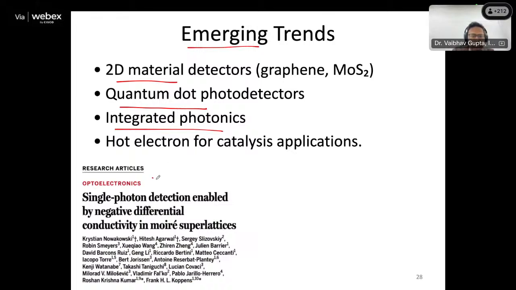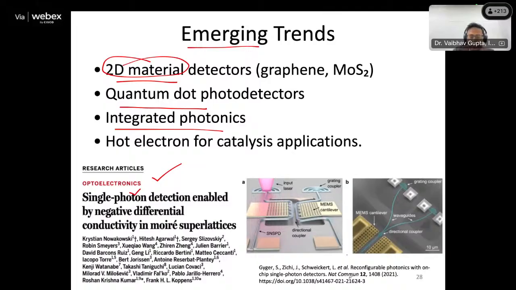In 2025, there was a famous paper published in Science where they used 2D materials, these kinds of materials, to create single photon detectors. The benefit is that you need not go to very low temperatures, 1 or 4 Kelvin. You can do things at room temperature.